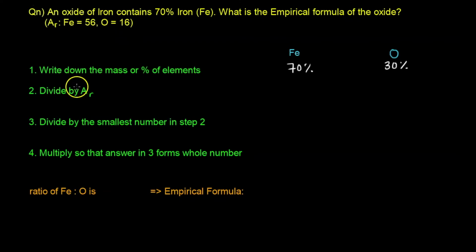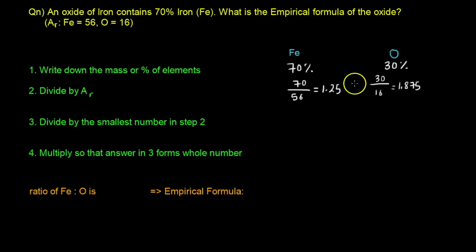Next step is to divide by Ar, which is the relative atomic mass. So 70, we just plug it here, divided by 56, to give us 1.25. Whereas for O it is 30 over 16, to give us 1.875.